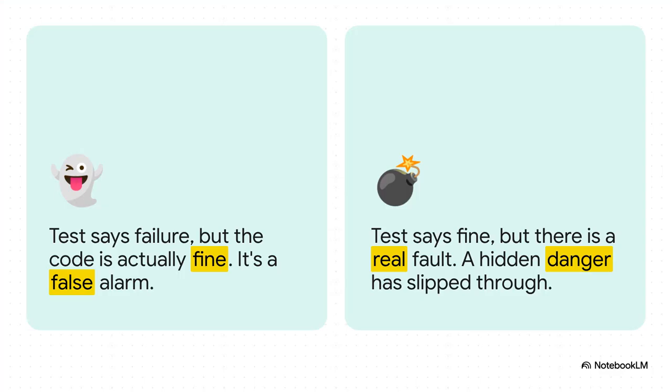Okay, let's talk about the false positive. This is our ghost bug. The test screams failure, but after hours of searching, the developers realize the code is perfect. The problem was in the test itself. It's a total false alarm. On the other hand, you have the false negative, which is way more sinister. The test says everything's great, ship it. Everyone high fives. But lurking deep in the code is a real nasty bug that your test just completely missed. This isn't a false alarm, this is a hidden danger that just slipped right past you.